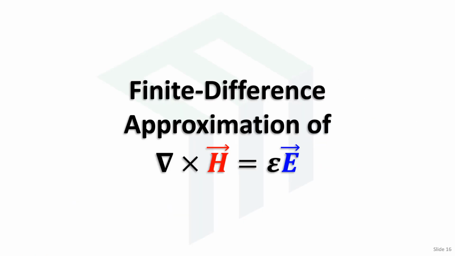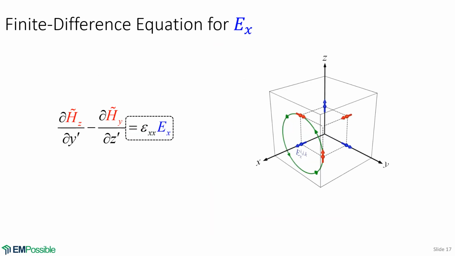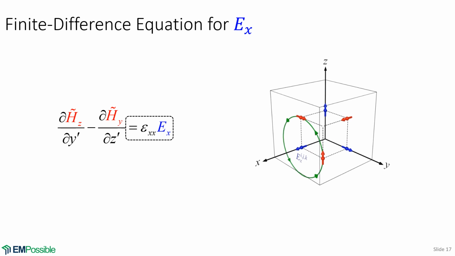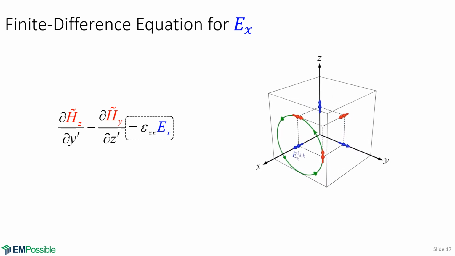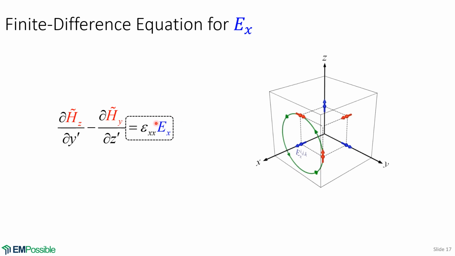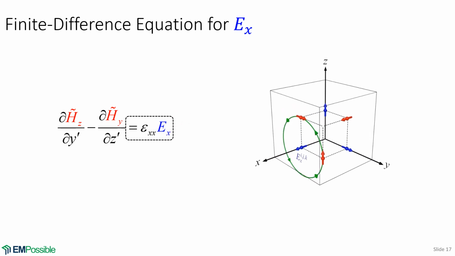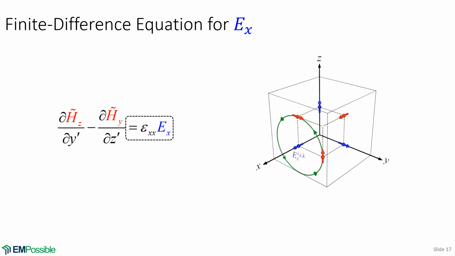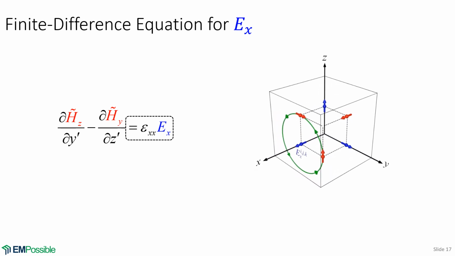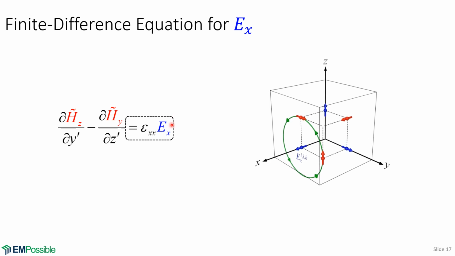Finite difference approximation of curl of H equals epsilon E. So here's our first equation to write the finite difference approximation for. And we're going to call this the equation for Ex, even though it has nothing more to do with any other variables than Ex. But it makes sense to do that because we're going to define all the terms in this equation to exist where Ex exists.